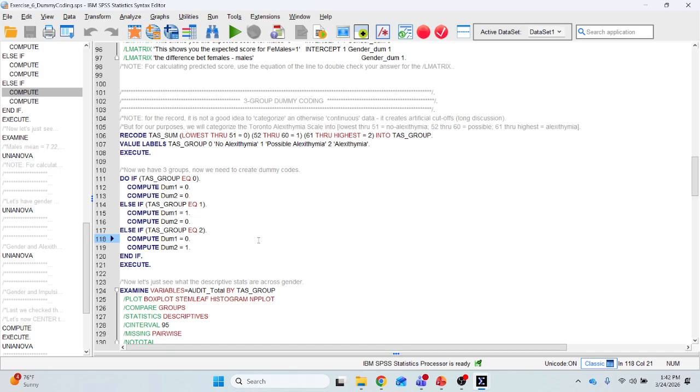I am going to use my no alexithymia as my reference group. If I have 3 groups, how many dummy codes should I have? 2. The first one, I want to represent the medium alexithymia. The second one, I want to represent high alexithymia. Now you have this. What's going on here? It's a do if statement.